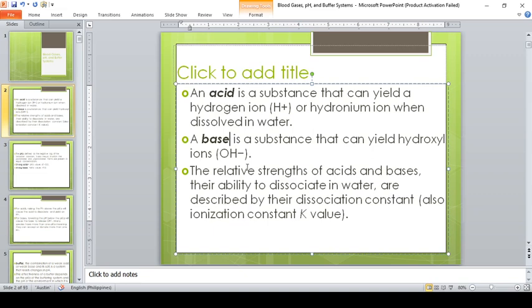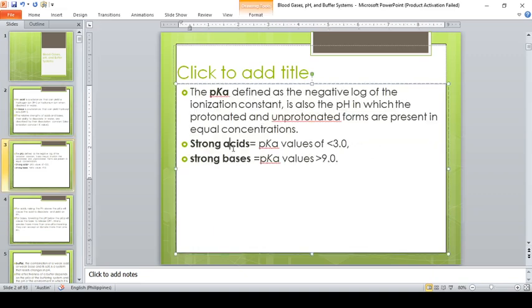Okay. So the relative strengths of acids and bases, their ability to dissociate in water, are described by their acid dissociation constant, or pKa. The acid dissociation constant is defined as the negative log of the ionization constant, and is also the pH in which the protonated and unprotonated forms are present in equal concentration. Okay? So negative log siya, which means yung concentration, dito kasi sa acid dissociation constant, we are referring to the hydrogen ion. Okay, so acid siya.